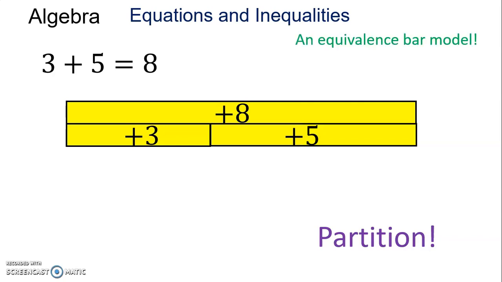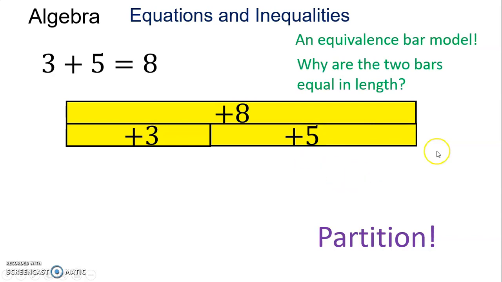Now this is an equivalence bar model, and the reason that the 2 bars are equal in length is because what I've got underneath here has to sum to what is on the top. So the length of the bars are representing the sums.